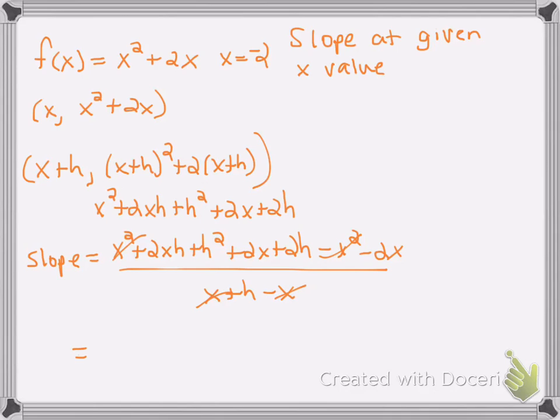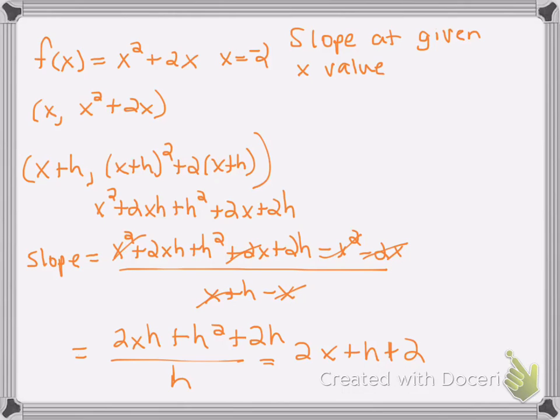The x's on the bottom cancel out, the x squared and the 2x's on the top cancel out. So you're left with 2xh plus h squared plus, it should be 2h, I'm going to change that, it should be 2h all over h. Now when you go ahead and simplify this, you're going to see that the h's are going to cancel out. We're going to be left with a 2x plus an h plus a 2. So right now this is what we have to take the limit of.